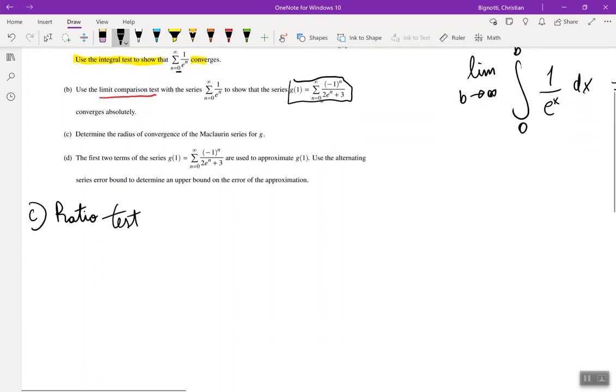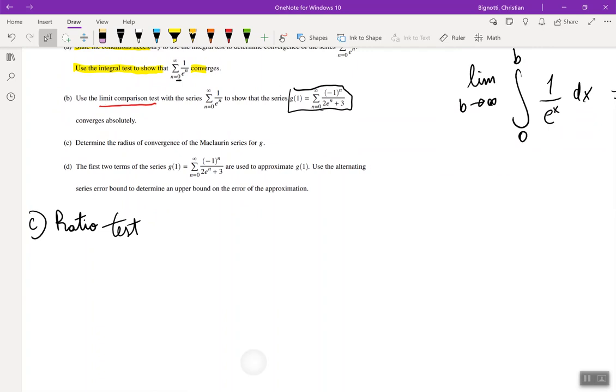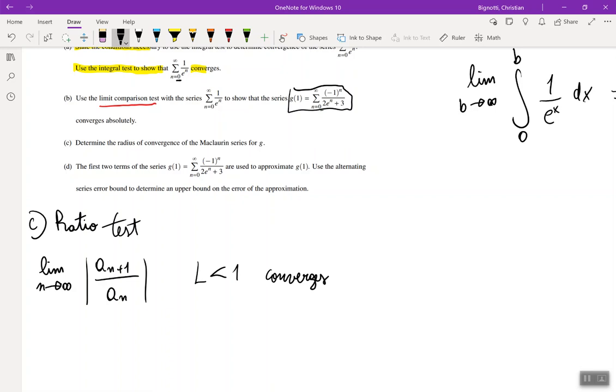The ratio test says that the limit as n goes to infinity of the absolute value of a_(n+1) over a_n is L. The series converges if L is smaller than 1. If L is equal to 1, the test is inconclusive, it wouldn't mean anything. And if L is bigger than 1 or infinity, the series diverges.